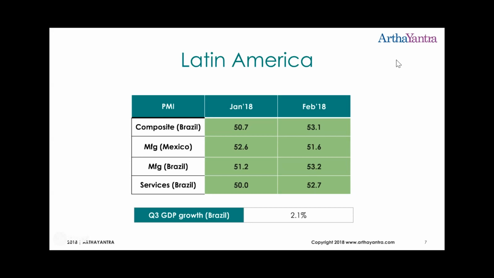And manufacturing has been the primary driver of economic activity for a brief while. And this stood at about 53.2 for the month of February. Overall, the composite PMI of Brazil has grown from 50.7 in January to 53.1 in February.